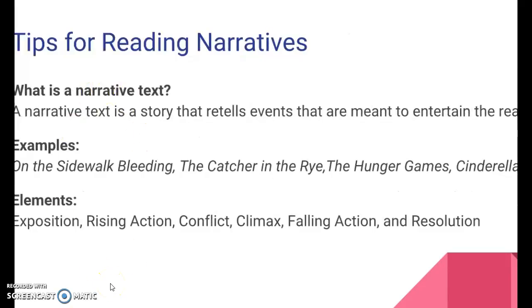Tips for reading narratives. What is a narrative? A narrative text is a story that retells events that are meant to entertain the reader. Examples include On the Sidewalk Bleeding, The Catcher in the Rye, The Hunger Games, Cinderella. Elements include exposition, rising action, conflict, climax, falling action, and resolution.